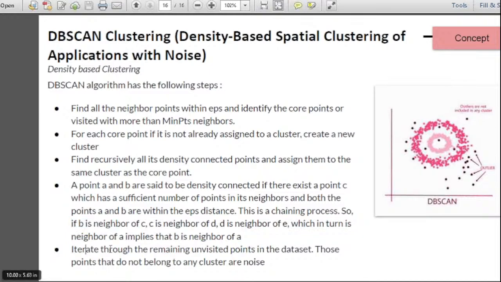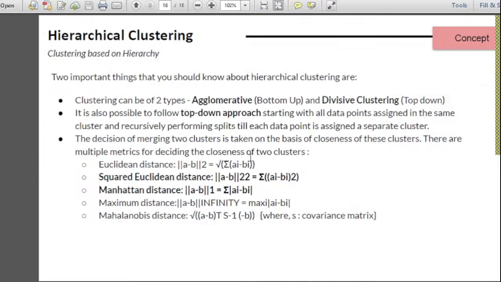When we do different iterations over the remaining unvisited points in the dataset, we are able to create clusters which have high density around them. And also in DBScan, you don't club all the data points into clusters. You have noise also, right? The points that do not belong to any cluster are noise. So that's the process of DBScan.